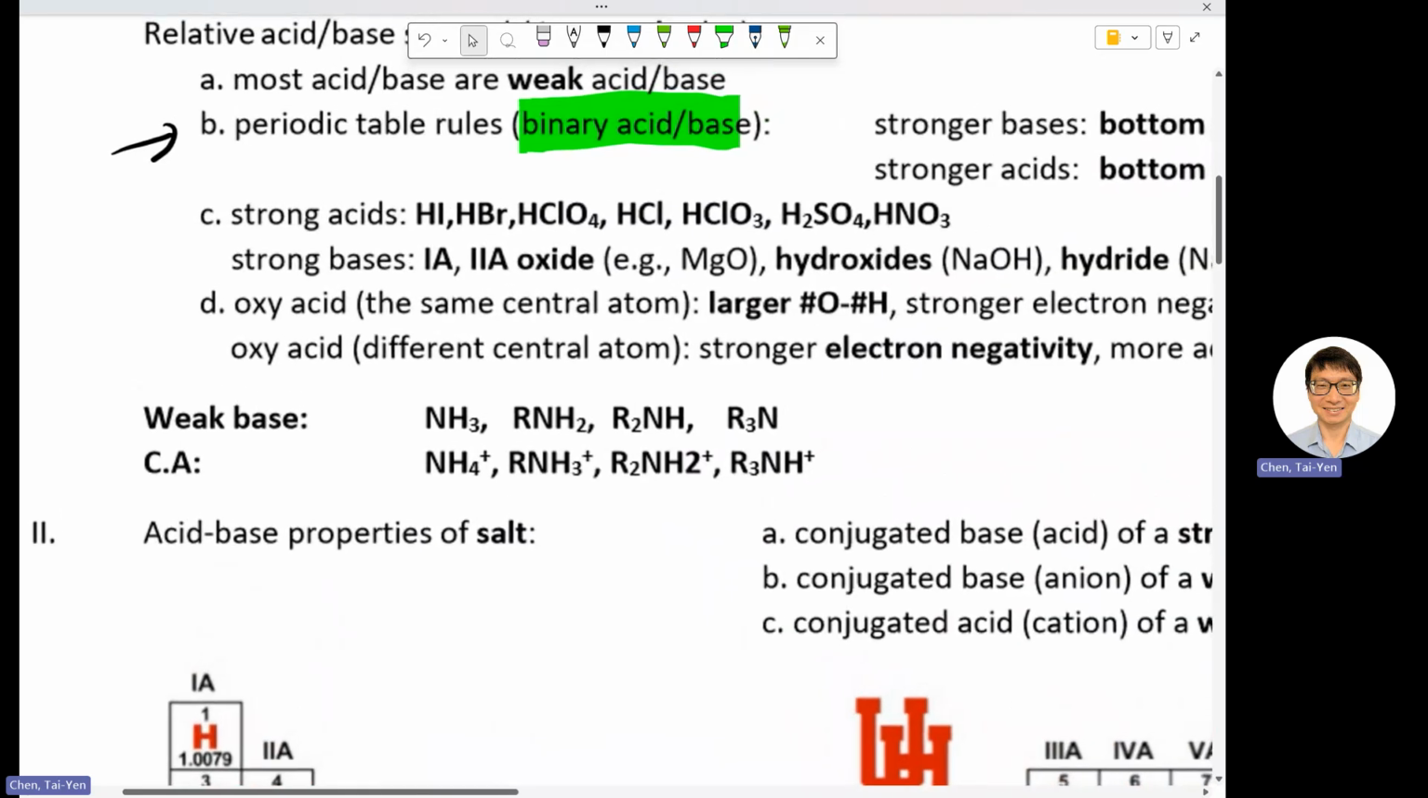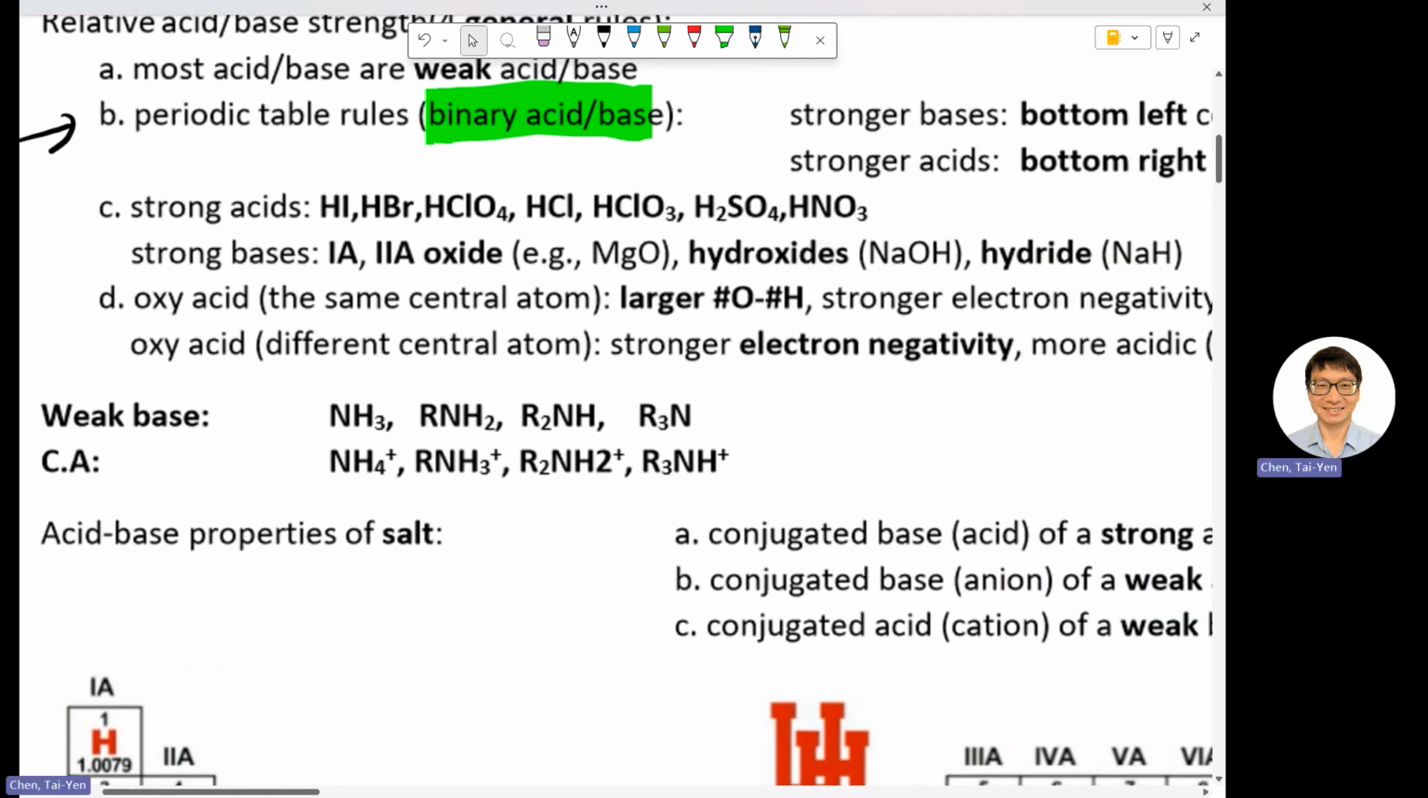Rule number 3. There are not many strong acids and strong bases you need to memorize. If you memorize this few, then you're done. 7 strong acids, and this is in order. The first one that shows up is the strongest one.